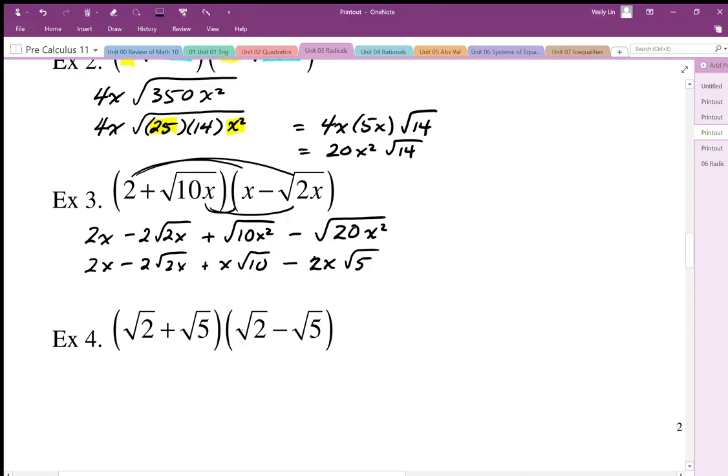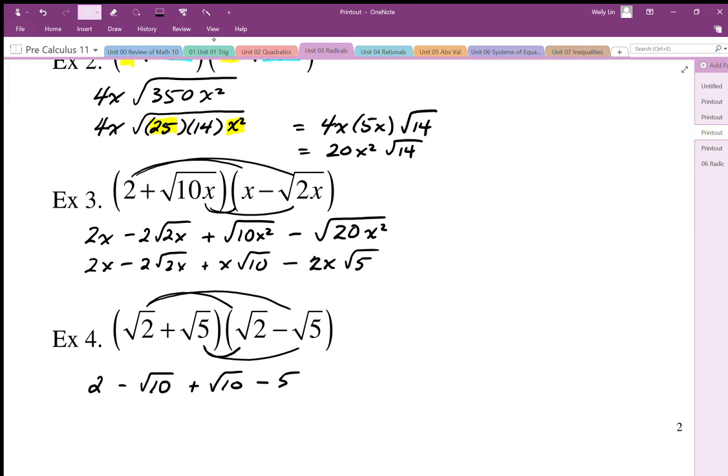This one here is what we call a conjugate pair. So we have root 2 plus root 5, root 2 minus root 5. It's the same expression except one is plus, one is minus. And what ends up happening with these is some terms will cancel out. So when we distribute this, we get root 2 times root 2, which is 2, minus root 2 times 5 is root 10, plus root 5 times root 2 is root 10. These will cancel out. And then we end up with minus root 5 times root 5 is just 5.